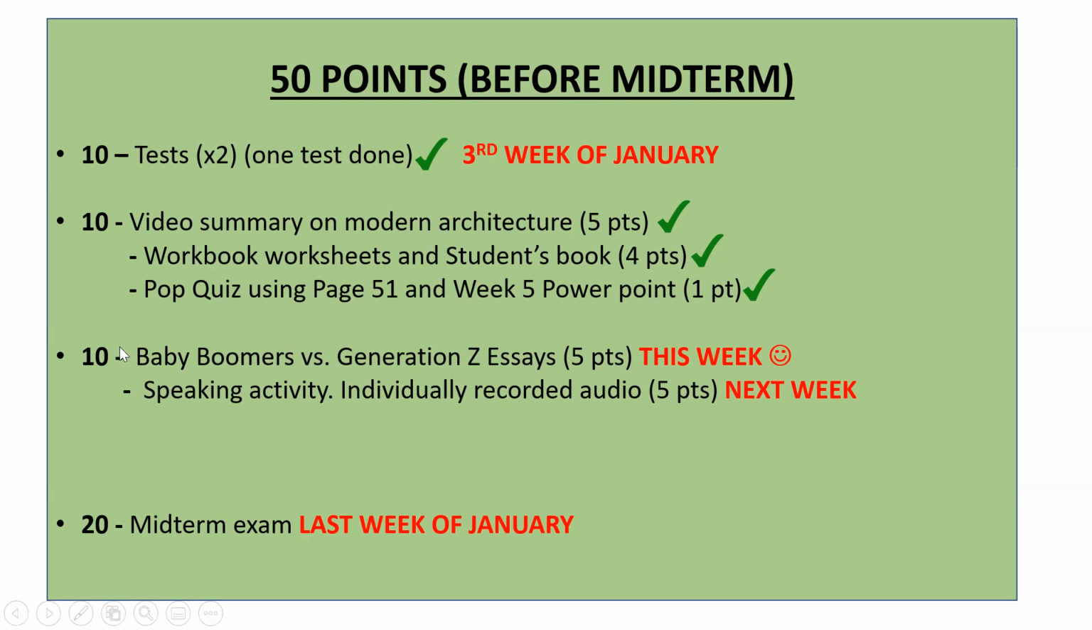And now we have to do one more test. We'll do it during the 3rd week of January. I will consider this week to be the 1st week of January because I know 1 January was on a Friday, but the first full week of January is this week. We're going to write essays worth 5 points. You have to compare baby boomers versus Generation Z. I will explain how to do that. Next week, we're going to have a speaking activity. It will be individual work and you have to record your voice, but we'll do that next week.